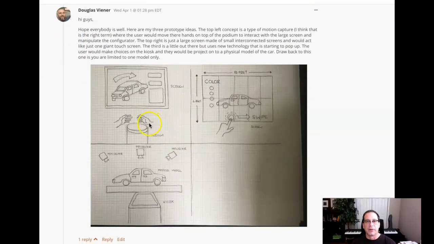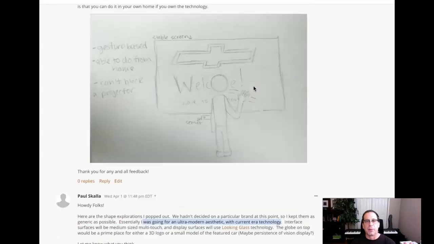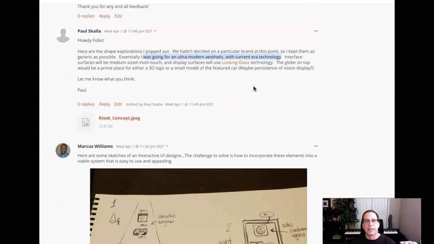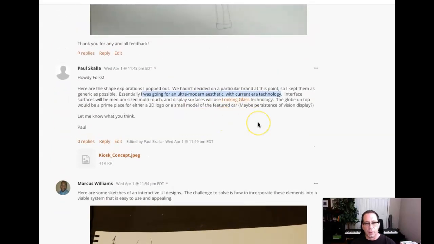But okay, so here's the first one. This one is a podium with hand gestures to create the configurator. This one's a screen touch, and this one's a holographic projector, right? So these are 3 really good ideas. But what we need to do here is we need to take this a step further and say, where do we go with this?